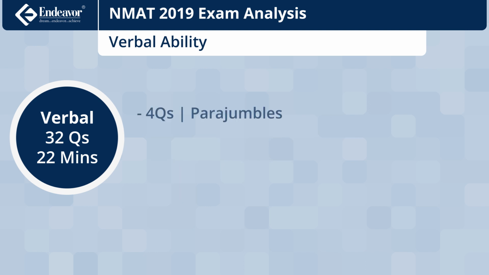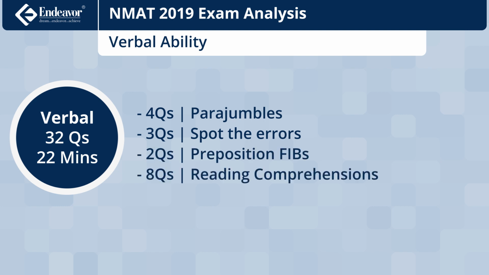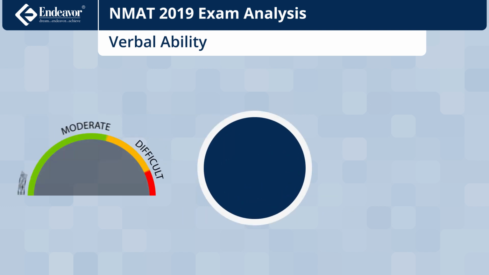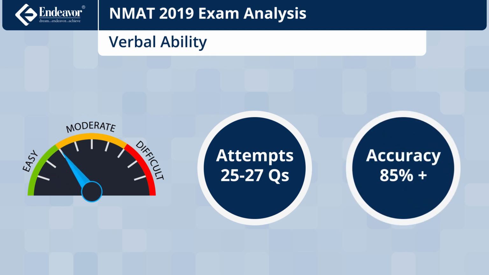The rest of the section had 4 questions of parajumbles, 3 questions of spotting the errors, 2 preposition-based fill-in-the-blanks, and 2 reading comprehensions of 4 questions each. Both the RCs were 350 to 400 words each, with a possible turnaround time of 8 to 10 minutes. A smart student should keep RC solving for the end as it was time-consuming. Approximately 25 to 27 genuine attempts with 85+% accuracy should be sufficient for a good score.